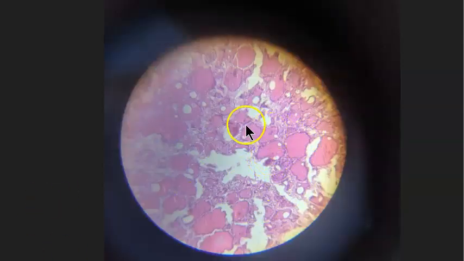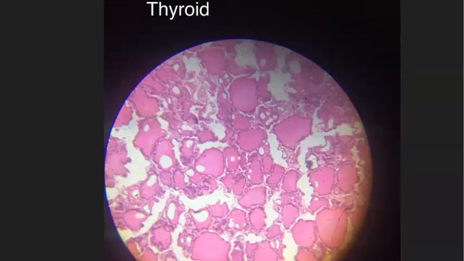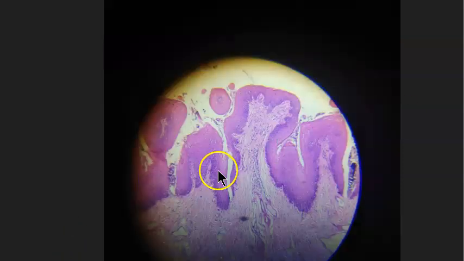There's a lot of colloid inside. Yes, thyroid. Pink, pink, pink, pink secretions. Thyroid. Thyroid, full of colloid. Wow. Guess this one.